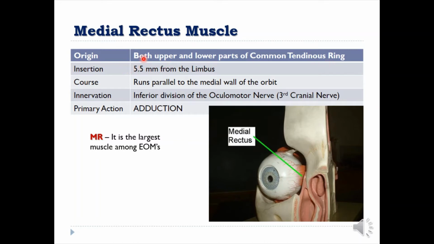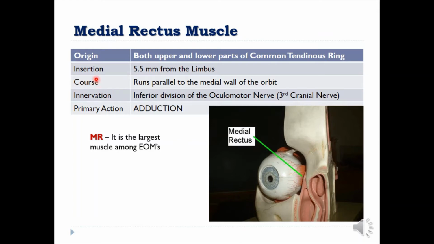So medial rectus is originating from the medial part of the common tendinous ring, and it is getting inserted 5.5 millimeter from the limbus. We learned that the medial rectus muscle is the closest muscle to the limbus. Superior rectus is the farthest muscle, inserting around 7.7 millimeter, but the medial rectus is inserting around 5.5 millimeter from the limbus.